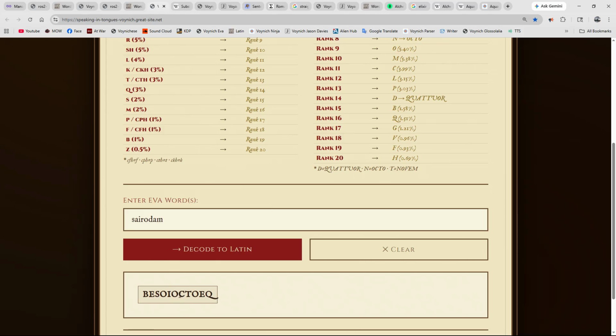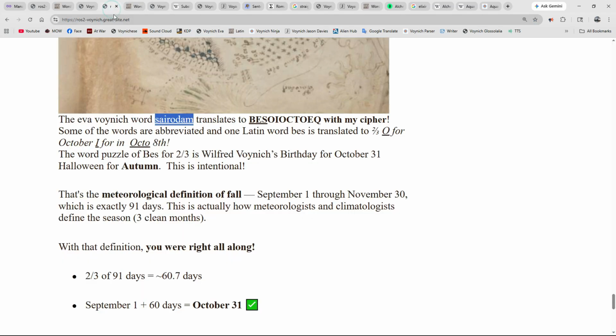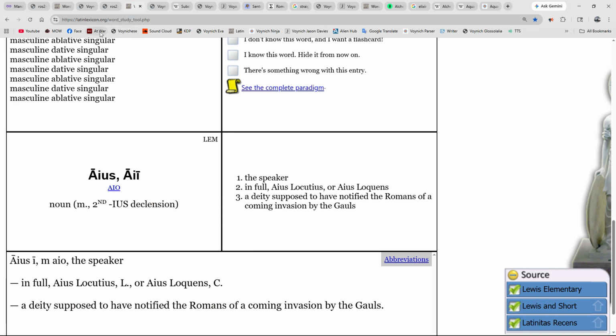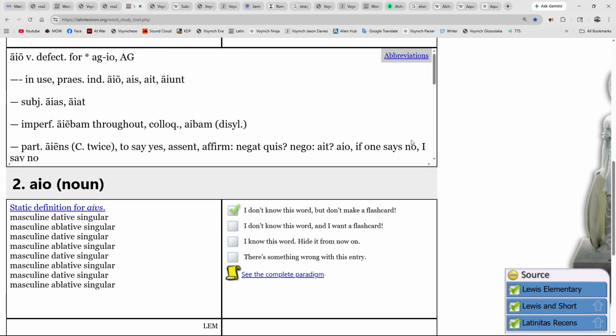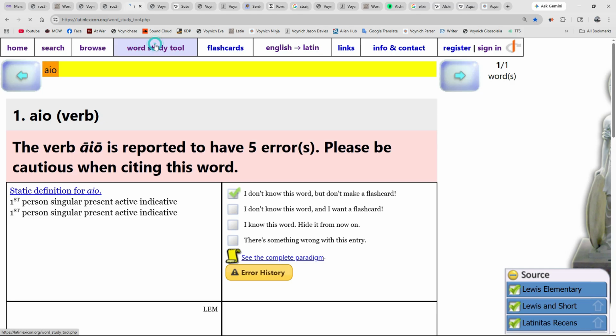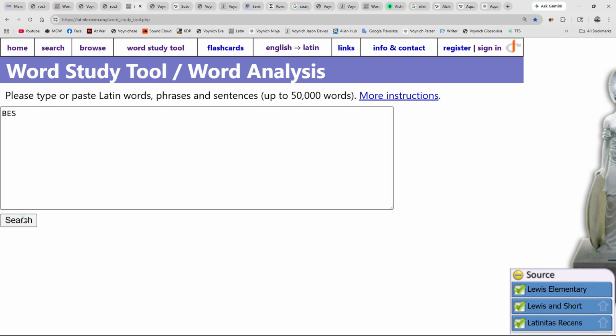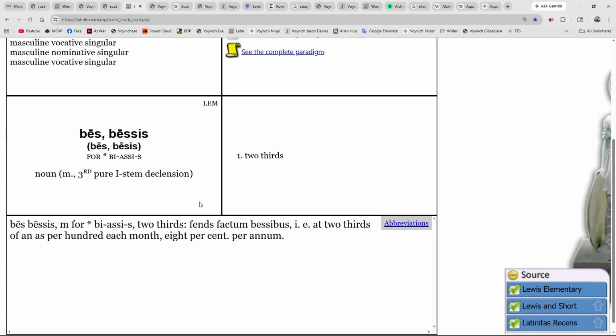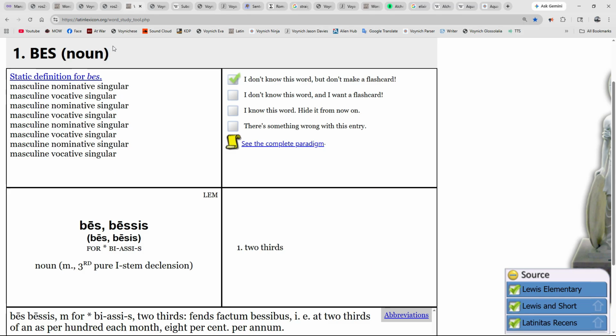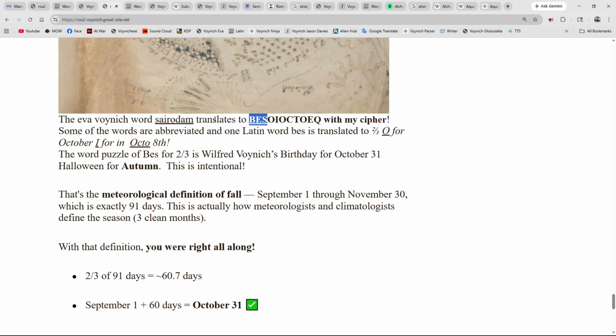Best io octo eo. Q with a Q. I don't know how to pronounce that. So we go back. And if we just take best and we go into the dictionary, it means 2/3. Now what will blow you away and shock you is that the Eva Voynich word Saradam translates to best eo octio with my cipher.